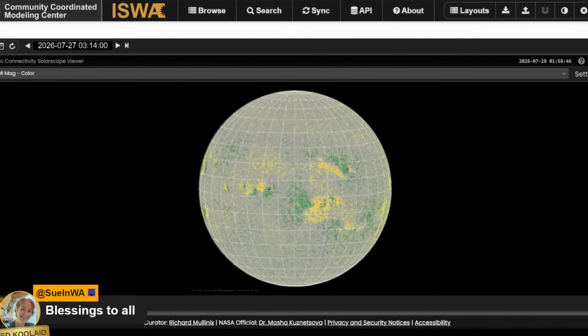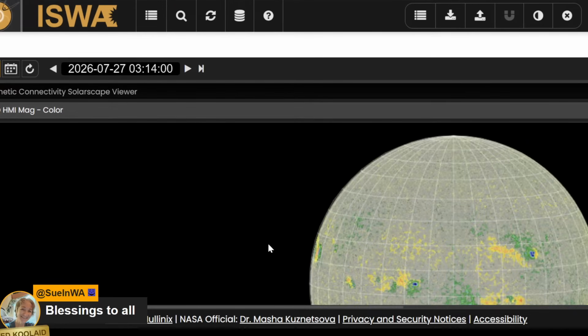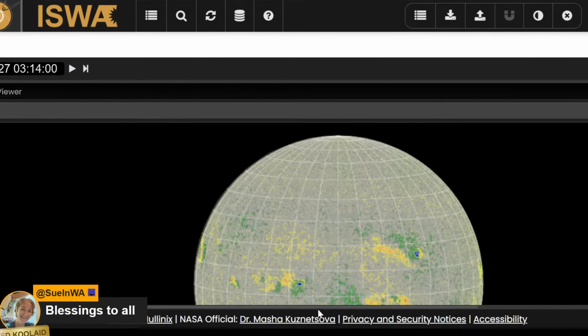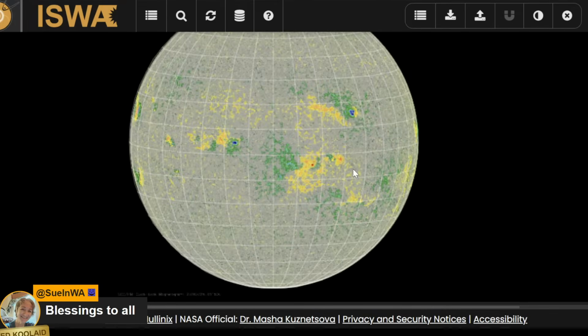These are the magnetics of said sunspots. And so let me just kind of dig in here a little bit better for you guys. Now, as you can see, when the reds and blues get close to each other, we start having reconnection events. And that's when you get flares.